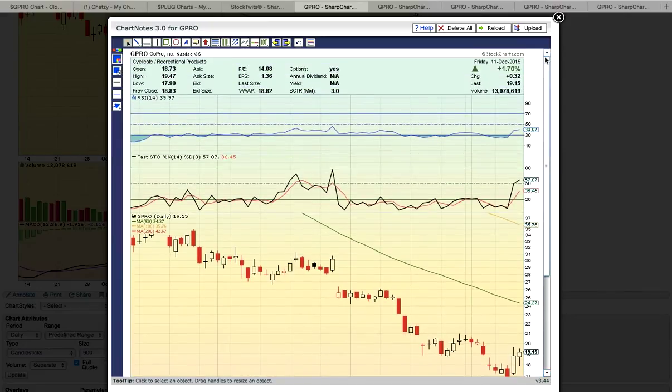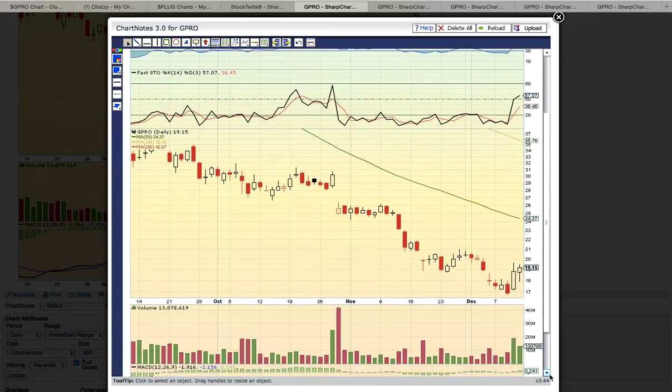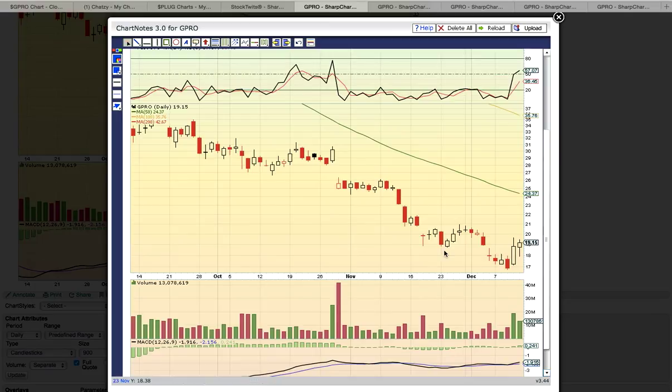This first chart is a daily chart, and as you can see here, there's been this downtrend. This chart shows the 50, the 100, and 200-day moving averages, and the 50-day moving average is at 24.37. So currently, GoPro is trading well below all three levels. Let's look at the next chart here.